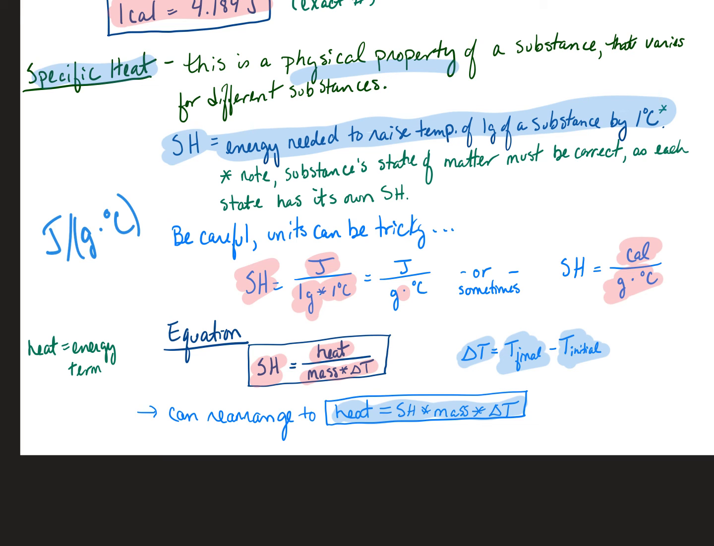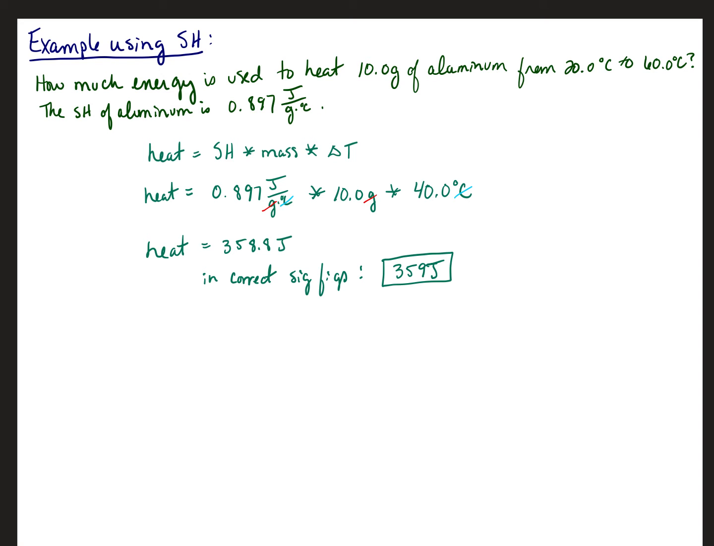So we probably need to try an example. So here's an example. How much energy is needed, or is used, to heat 10 grams of aluminum from 20 degrees Celsius to 60 degrees Celsius? And it gives you the specific heat of aluminum is 0.897 joules over grams times degrees Celsius. Well, we're looking for heat. So this is our unknown, right?